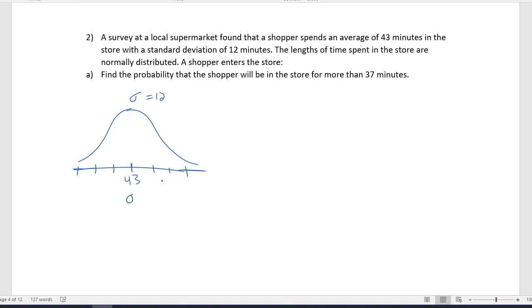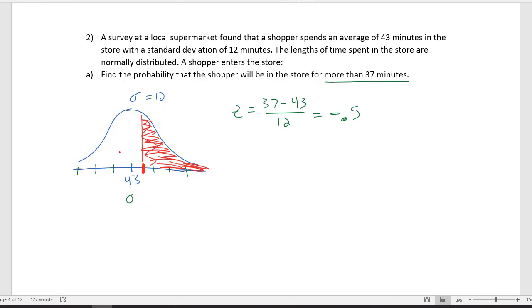So I need to convert my data points. We're looking for more than 37 minutes, so let's find the z-score for 37. We have 37 minus my mean divided by my standard deviation, which is negative 0.5. Now again, I'm a visual learner, so negative 0.5 is going to be right here. And I want more than, so I want all the area to the right.